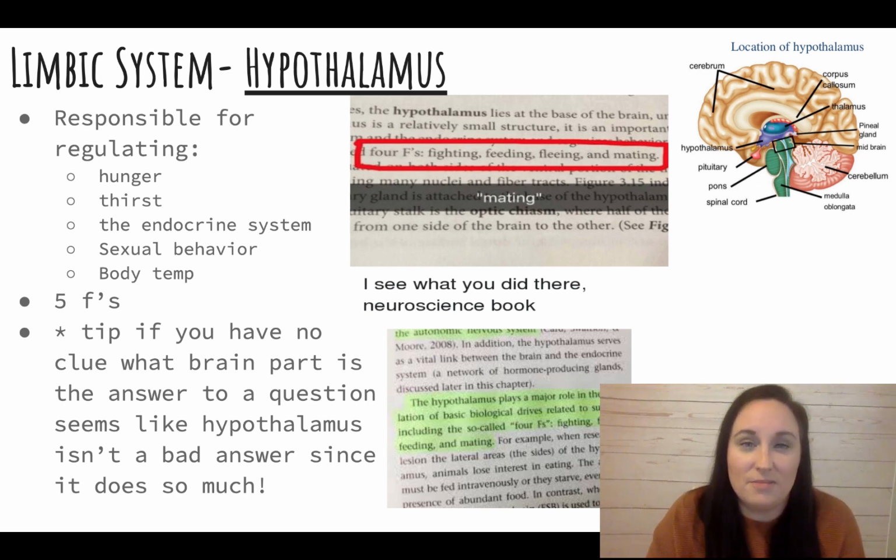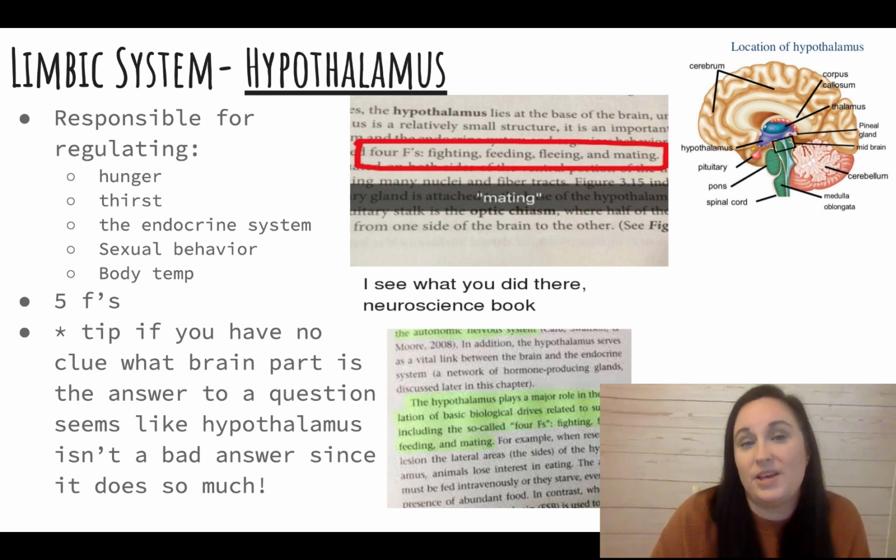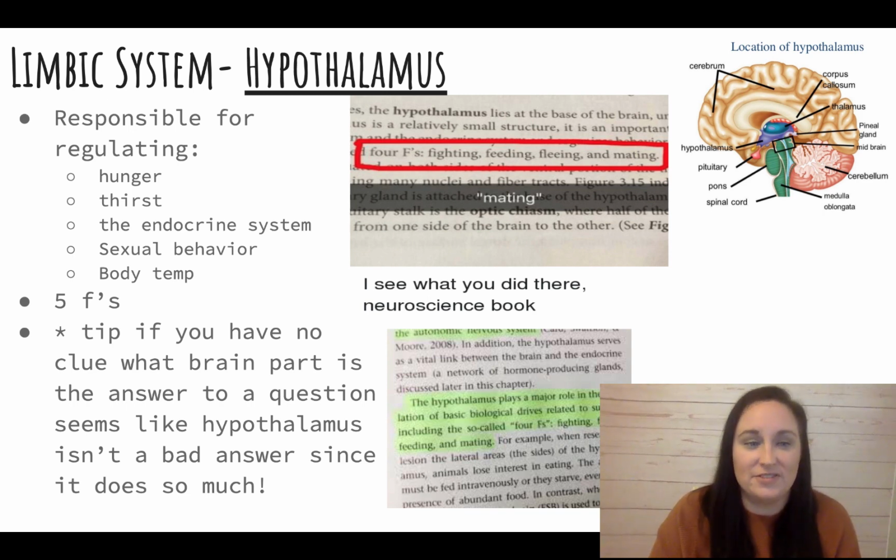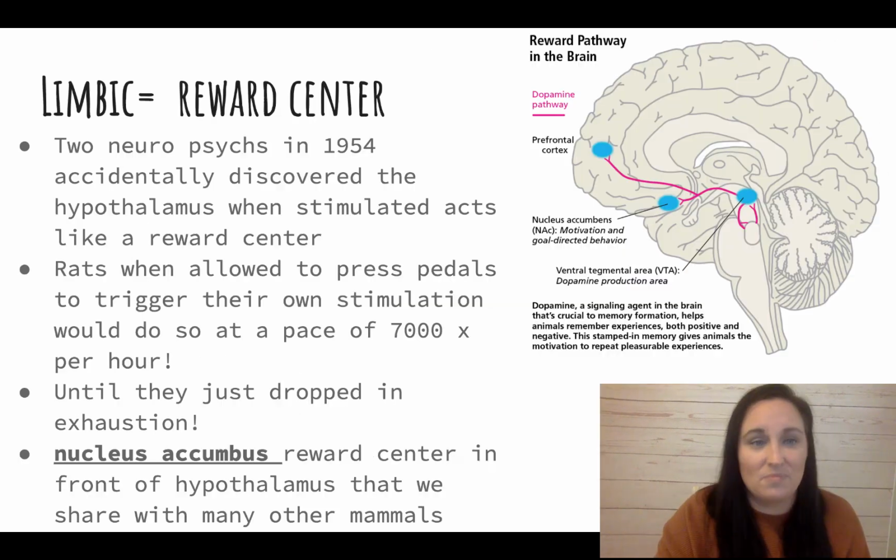Okay, also in our limbic system is our hypothalamus. So this is where we get the 5 Fs. And you can see I changed it in my slides. So those are your 5 Fs like I went over. And there's just stuff.